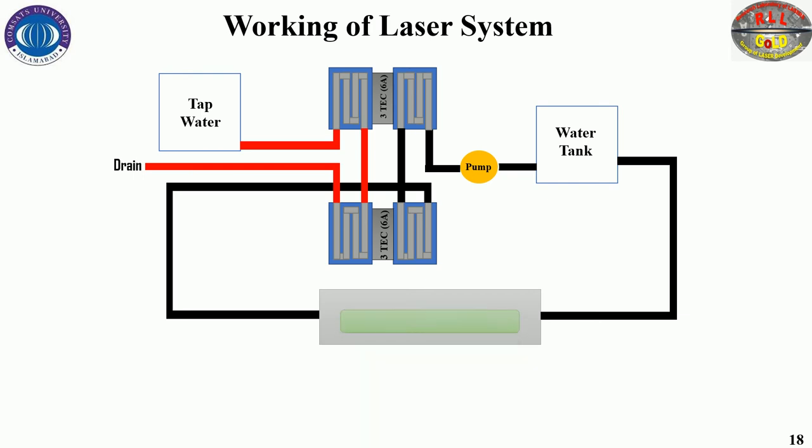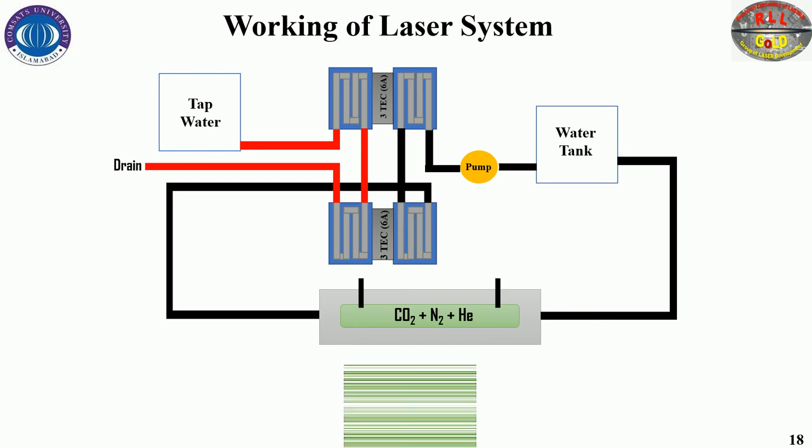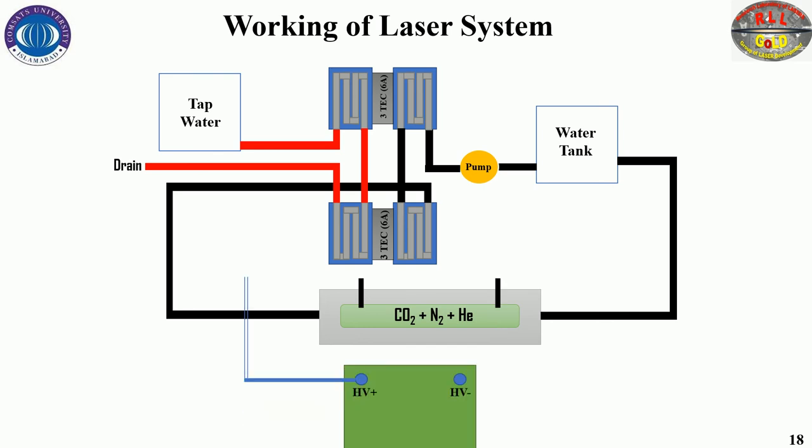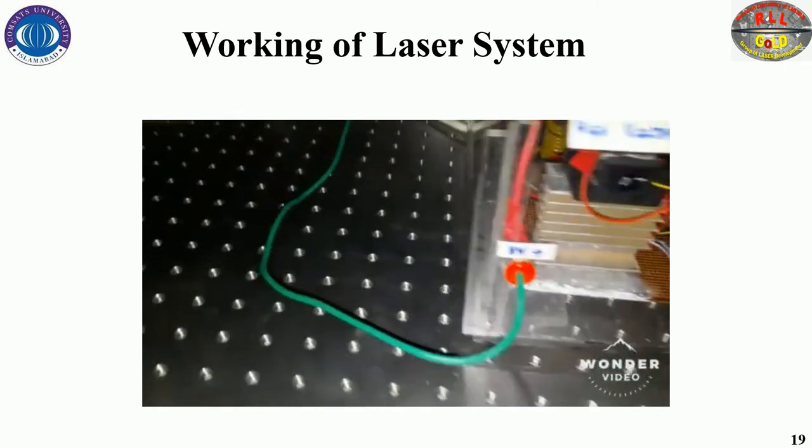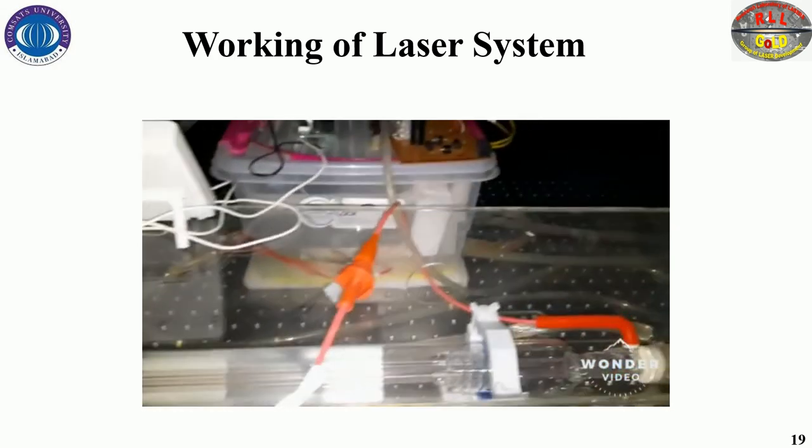And then there is an inner tube which is filled with the gas mixture. There are two electrodes which are connected to the high tension pump source to create the electric discharge so the laser action will occur. This is the working of our high tension power supply connected to the laser system.